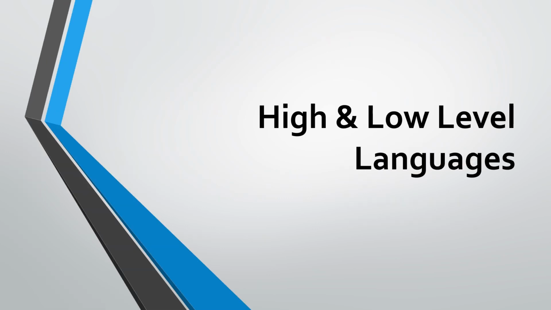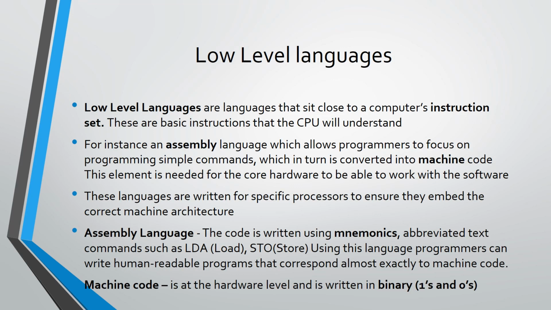Then comes the difference between high and low level languages. First, let's just talk about the low level language. Low level languages are languages that sit close to a computer's instruction set. These are basic instructions that the CPU will understand. It's closely related to machine language.